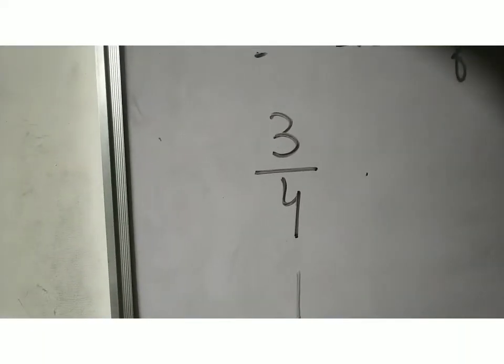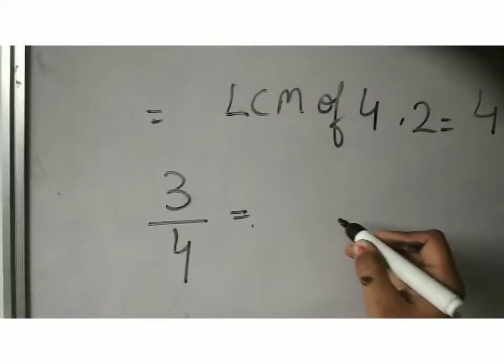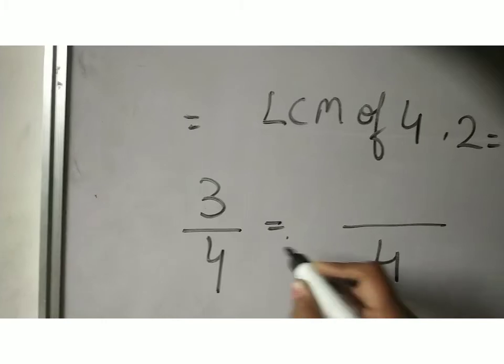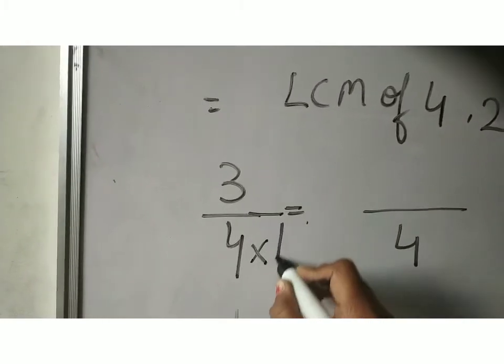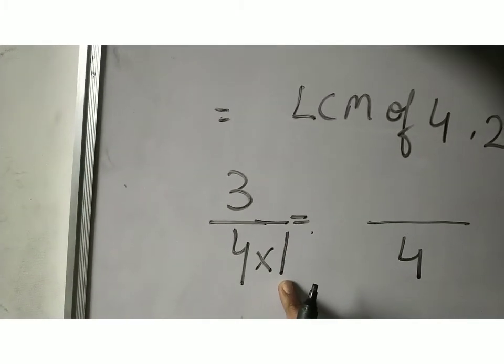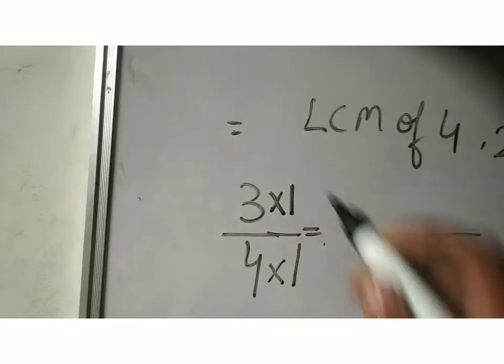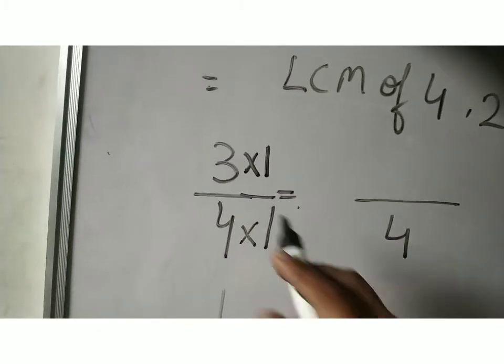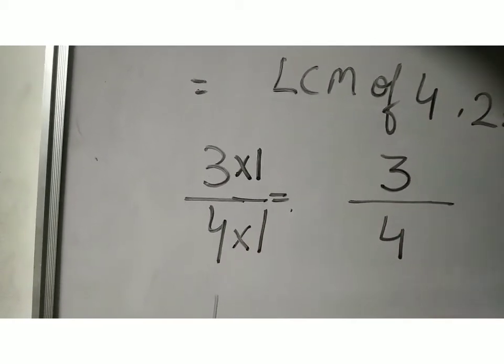Okay. So just to make its denominator 4, what I have to do? I have to just multiply it by 1. So the number by which I am multiplying here, in the numerator also I will be multiplying with the same number. So this has become 3 1s are 3.